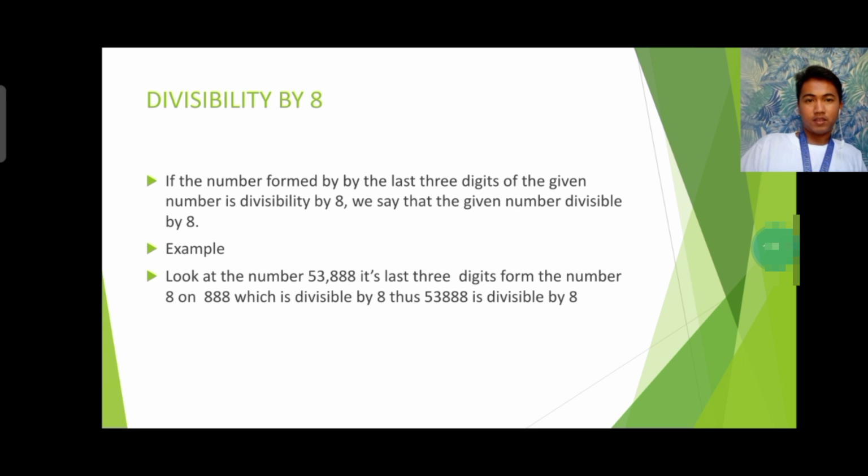Divisibility by 8. If the number formed by the last 3 digits of the given number is divisible by 8, we say that the given number is divisible by 8. Example, look at the number 53,888. Its last 3 digits form the number 888, which is divisible by 8. Thus, 53,888 is divisible by 8.